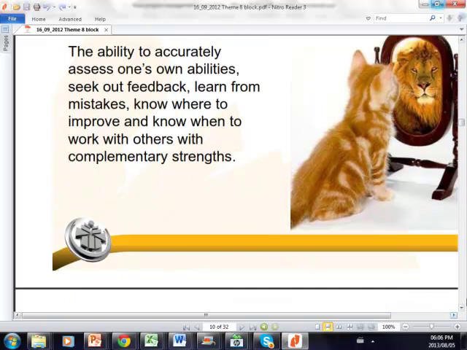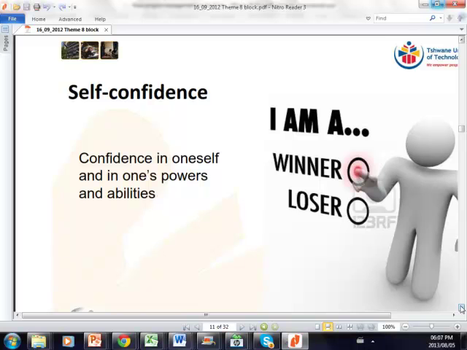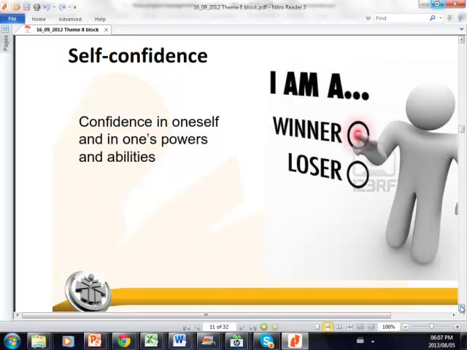Okay, so that's accurate self-assessment. Then the next one is self-confidence. So now that I know whether I'm a kitten or a lion, now I must have confidence in the abilities that I do have. Right, because all of us have strengths. And it's all about assessing what your strengths are and then having confidence in those strengths.